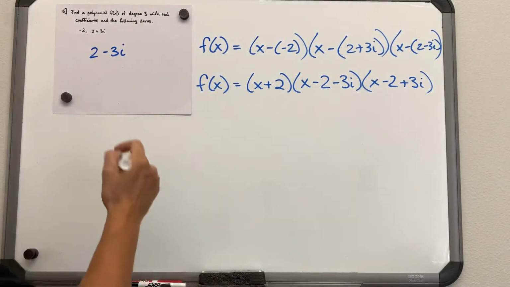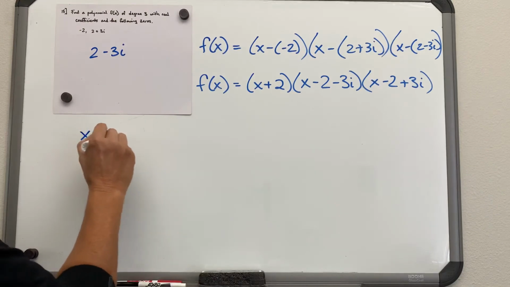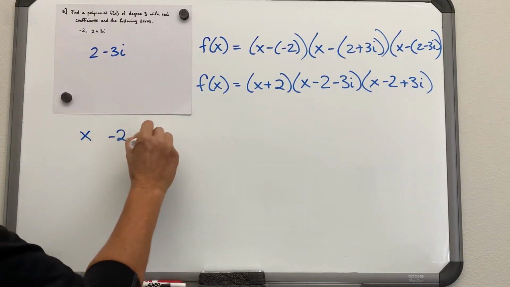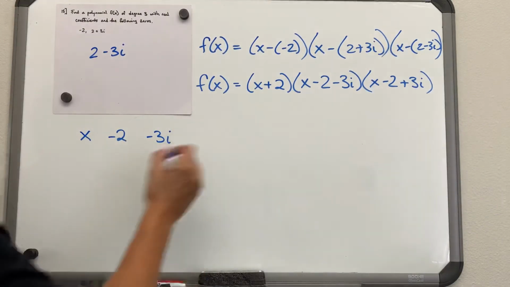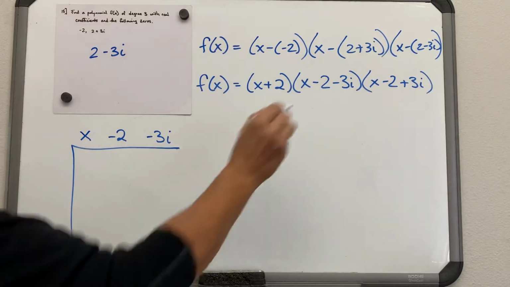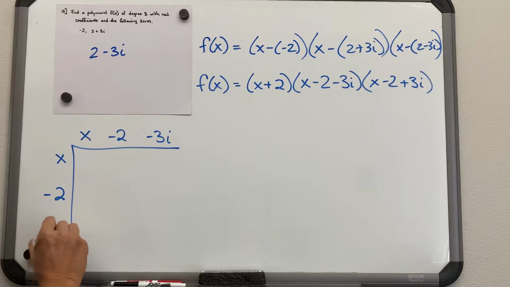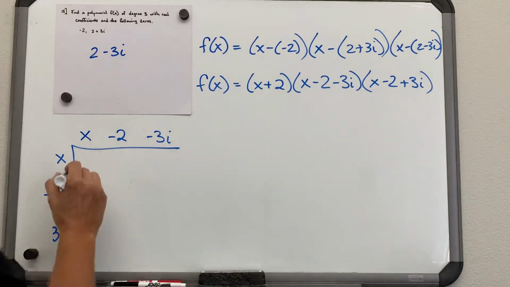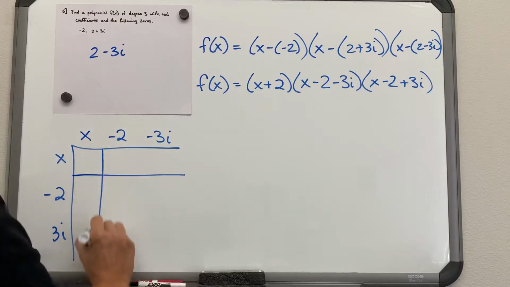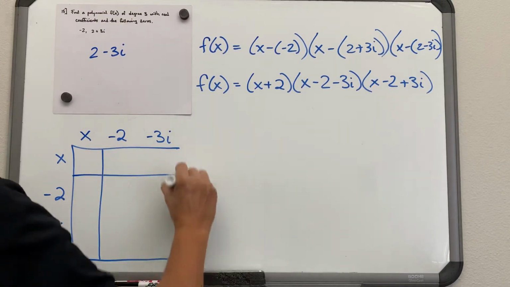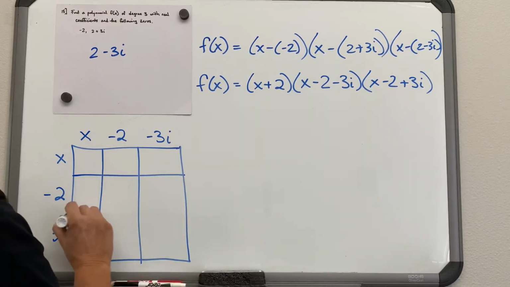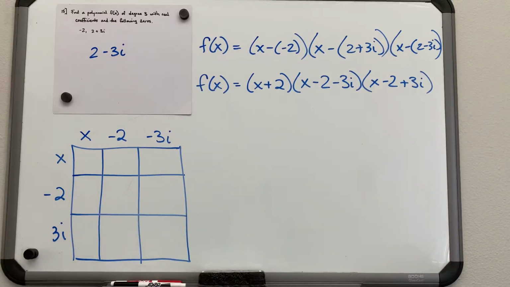But if I wanted to multiply those 3, I would do it like this. x and a minus 2 minus 3i, so that's this guy. Then I would make a grid. And so the other one is x minus 2 and a positive 3i. And I would draw boxes here because that way it keeps my answers organized.